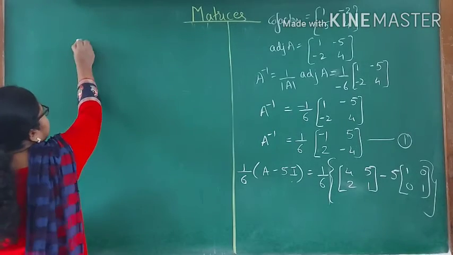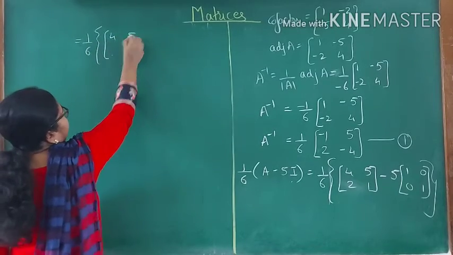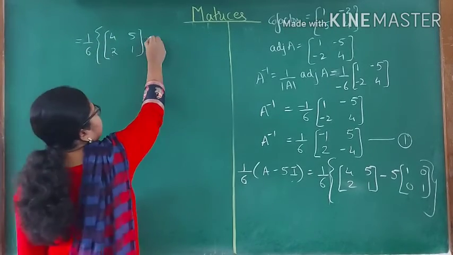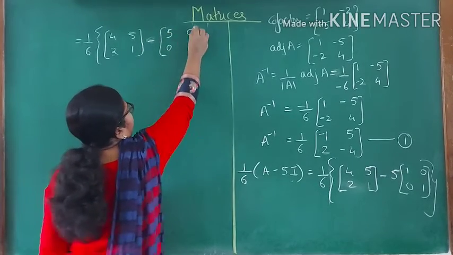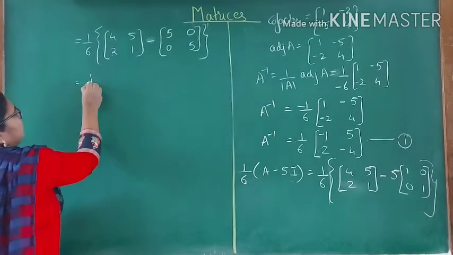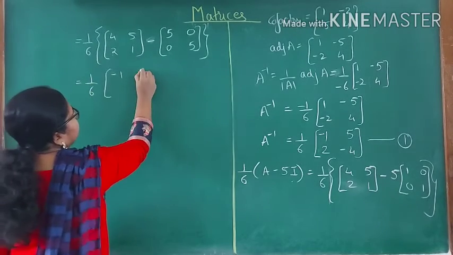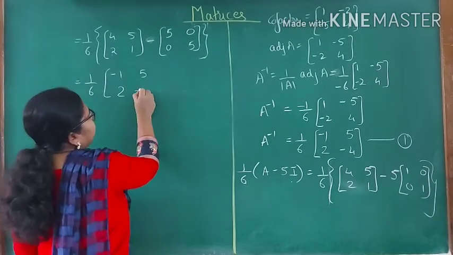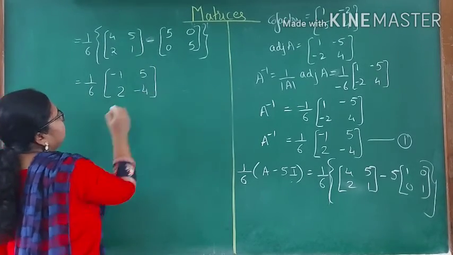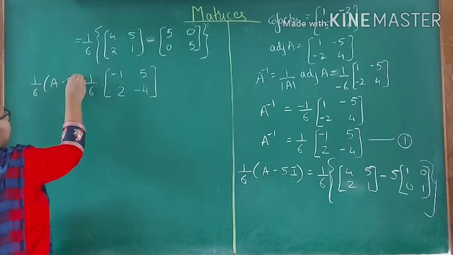Yes, first we will do the scalar multiplication here. 1 by 6 is outside. Then A is 4, 5, 2, 1 minus 5 multiplied inside: 5 into 1, 0, 0, 5. And subtract. 4 minus 5 is minus 1, 5 minus 0 is 5, 2 minus 0 is 2, and 1 minus 5 is minus 4. So what is this? This is 1 by 6 (A minus 5I).